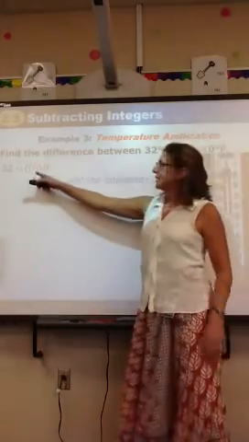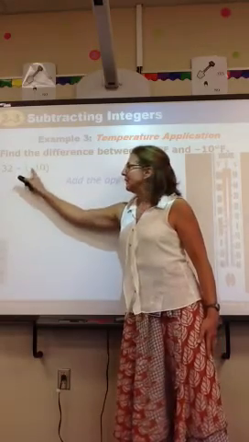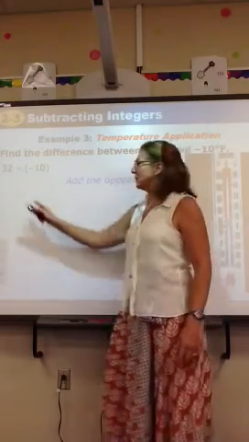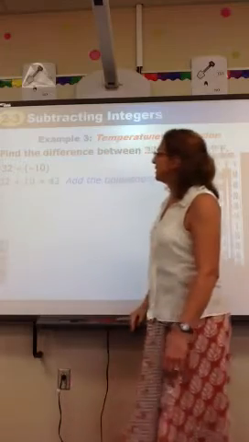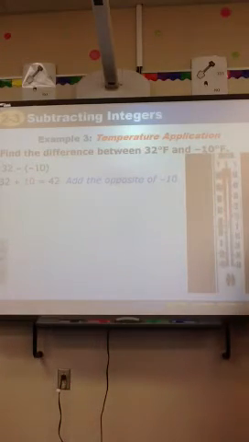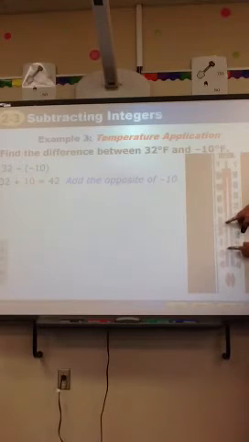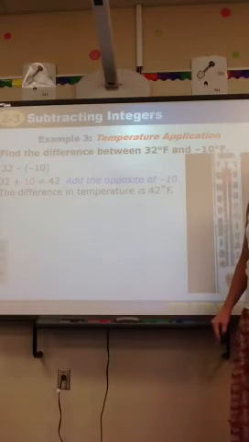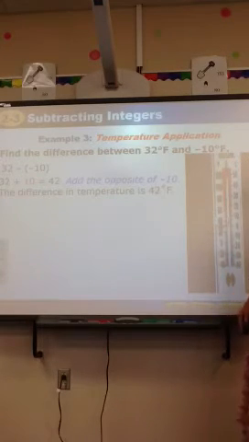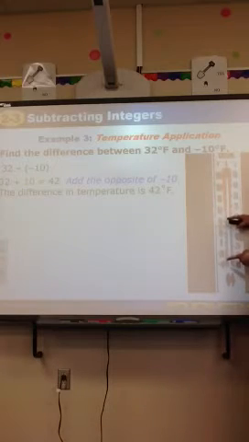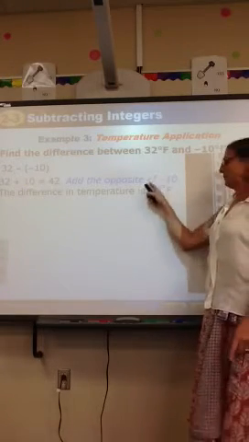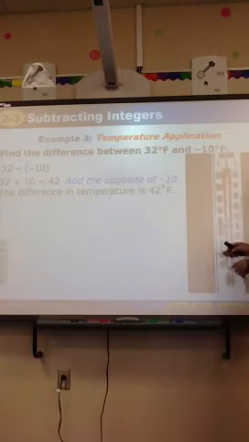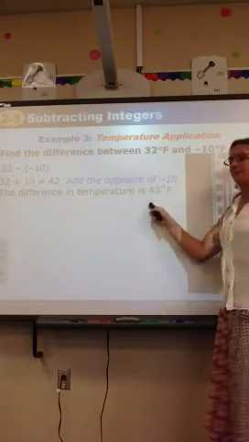So we're going to change this to adding, and the opposite of -10 is +10. We do not change the 32. So that's going to be 32 plus 10. So the difference between 32 degrees and -10 degrees, there are 42 degrees between there. So 42 degrees would be the difference in temperature. So if you went from 32 down to -10, then you've dropped 42 degrees. Or if you went from -10 up to 32, you went up 42 degrees.